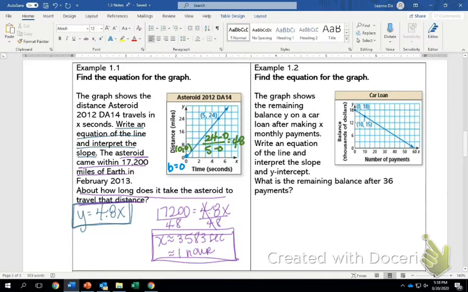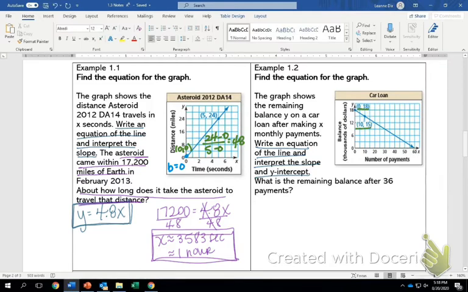Example 1.2 says the graph shows the remaining balance y on a car loan after making x monthly payments. Write an equation of the line and interpret the slope and the y-intercept. What is the remaining balance after 36 payments? So again, our first step is to write an equation. We get that information from our graph. Here are our 2 points.